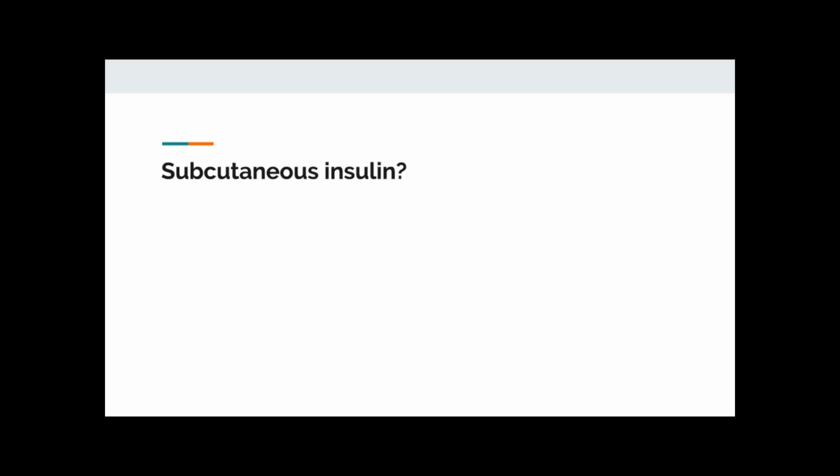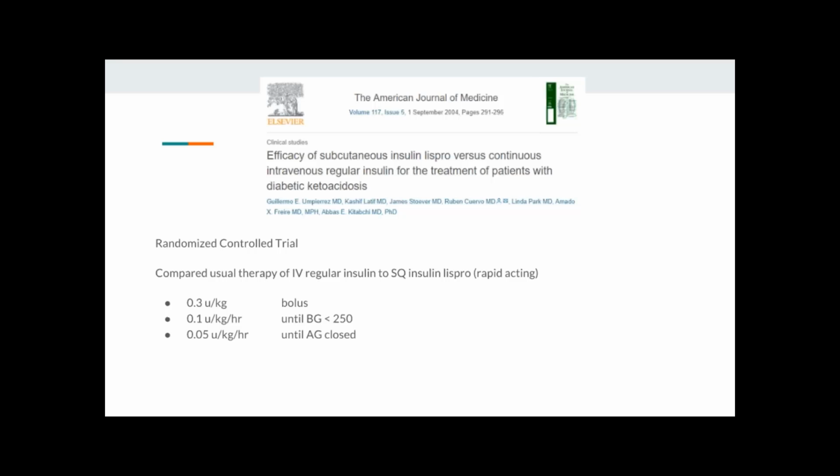Exactly. Right. Sub-Q insulin. So we've heard a little bit about this recently. Is it okay to choose sub-Q insulin? So these are really small studies. There hasn't been anything really big. But this is the only RCT that we're going to talk about today, because there haven't been that many for DKA.